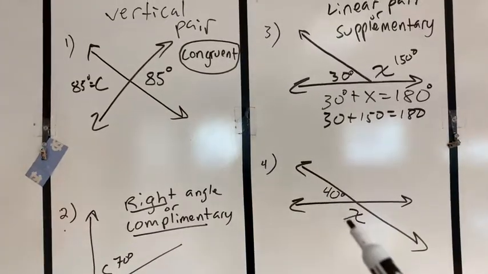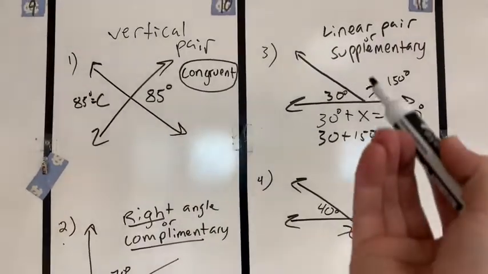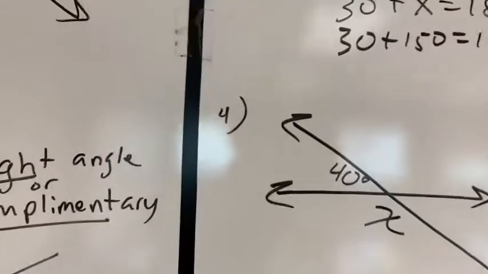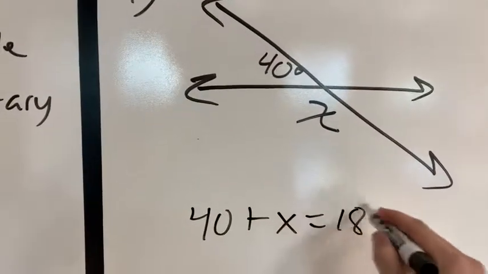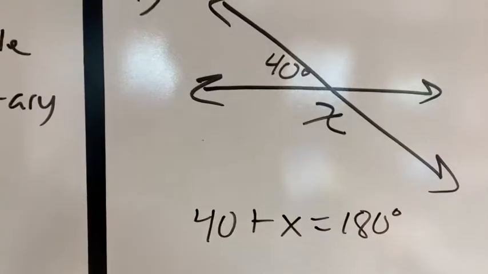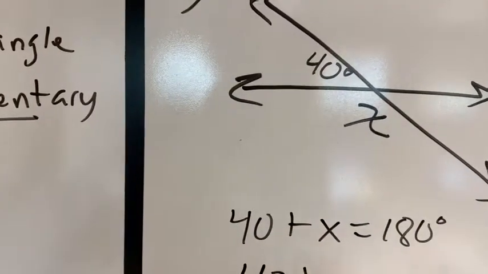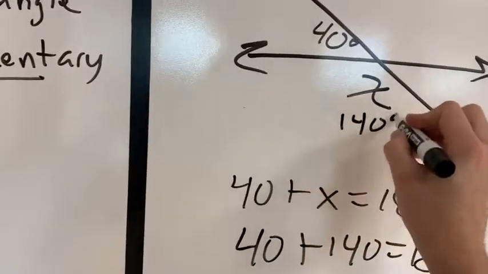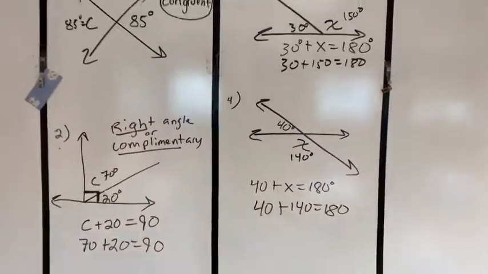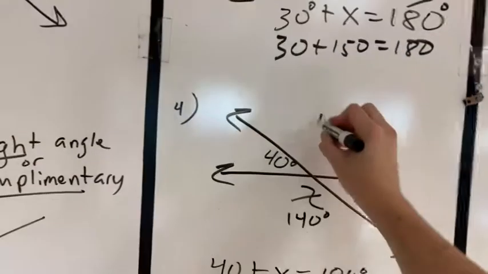So if they're next to each other on a line, that means they're supplementary. So 40 plus x has to add up to 180. So 40 plus 140 will get us that 180. So this is another linear pair.